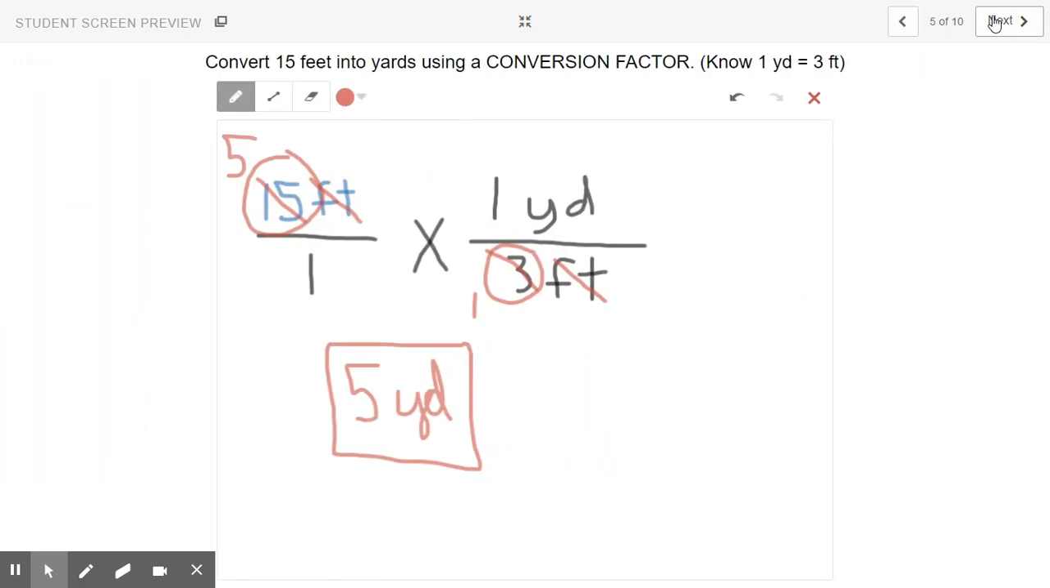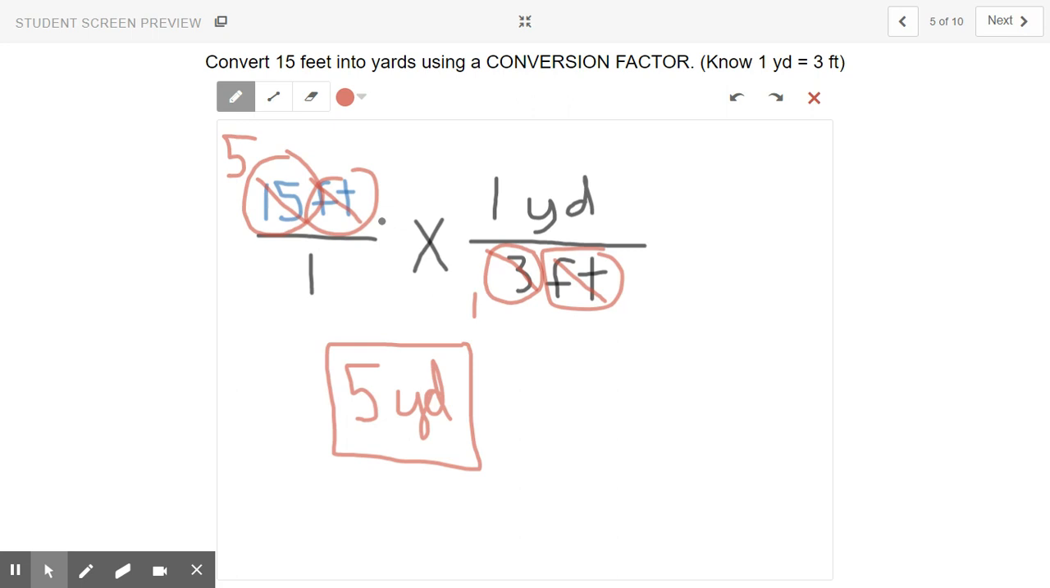Convert 15 feet into yards using a conversion factor. Know that 1 yard equals 3 feet. And if you look at this, then I want to use a conversion factor. So I'd write 15 feet first, times, and I take the relationship and I write that over here. Since I'm trying to cancel the feet out, I would have to write feet on the bottom, and then the yards will go on top. So then I write the relationship, 1 yard is 3 feet.